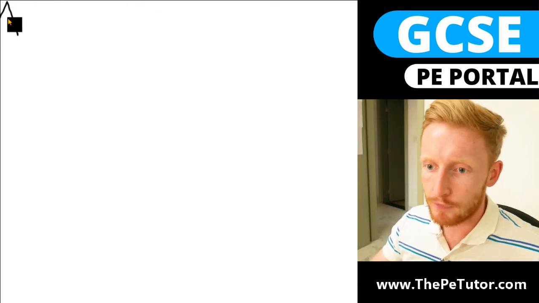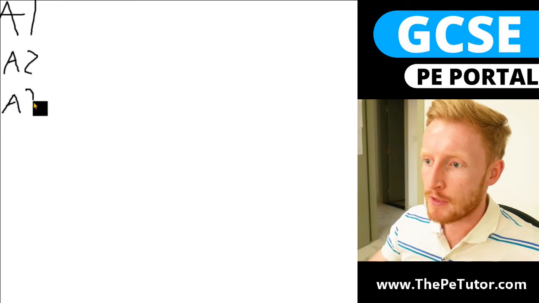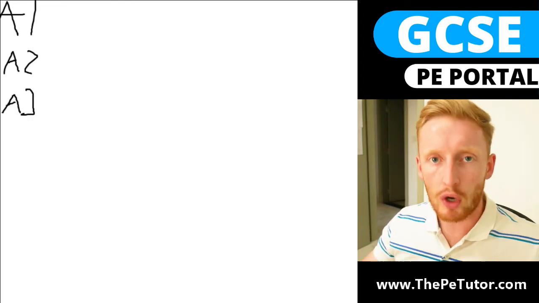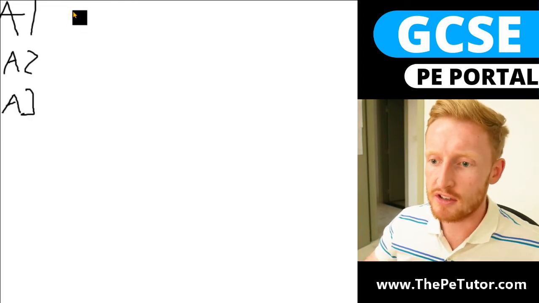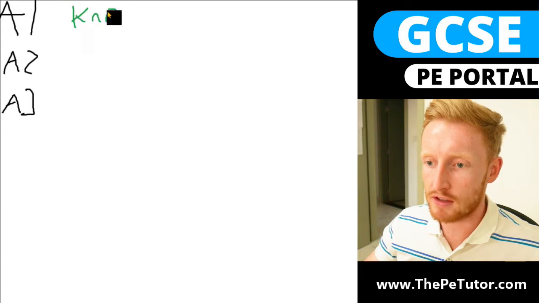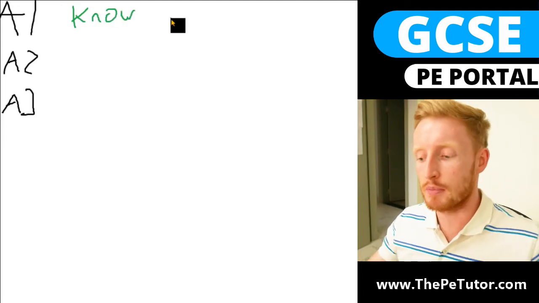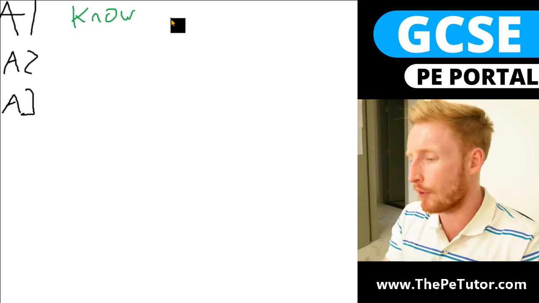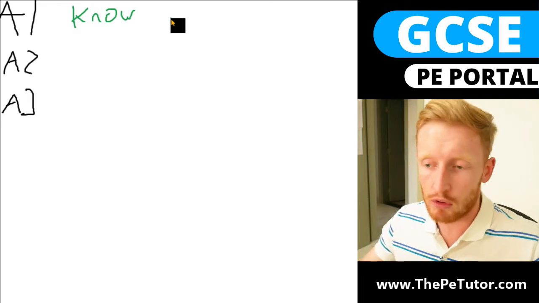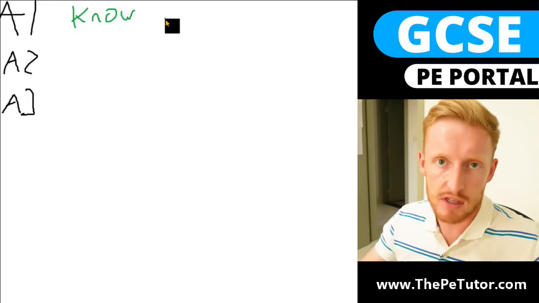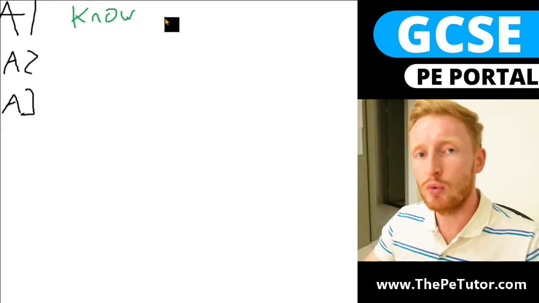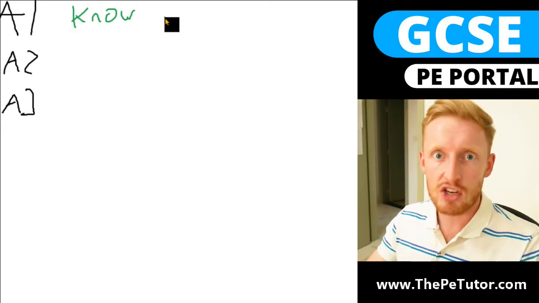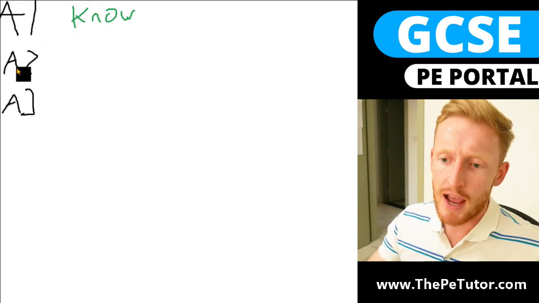So AO1, AO2 and AO3. The first is just knowledge of terms. So this is to know about different factors. This could be the broad but very shallow definitions of a range of different factors which you come across within sport, PE, activity, physiology, whatever it might be. Can you define it? Do you know almost the dictionary definition of that term?